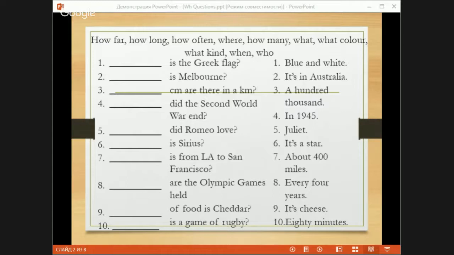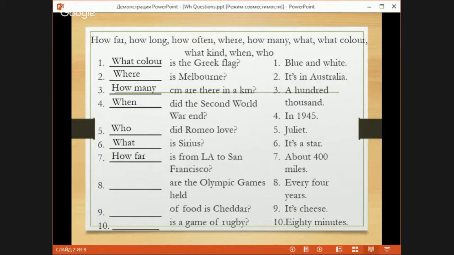I suppose we shall check. So the first one, what color is the Greek flag? Blue and white. We ask about color. Where is Melbourne? It's in Australia. How many centimeters are in a kilometer? 100,000. When did the Second World War end? In 1945. Who did Romeo love? Juliet. What is Sirius? It's a star.